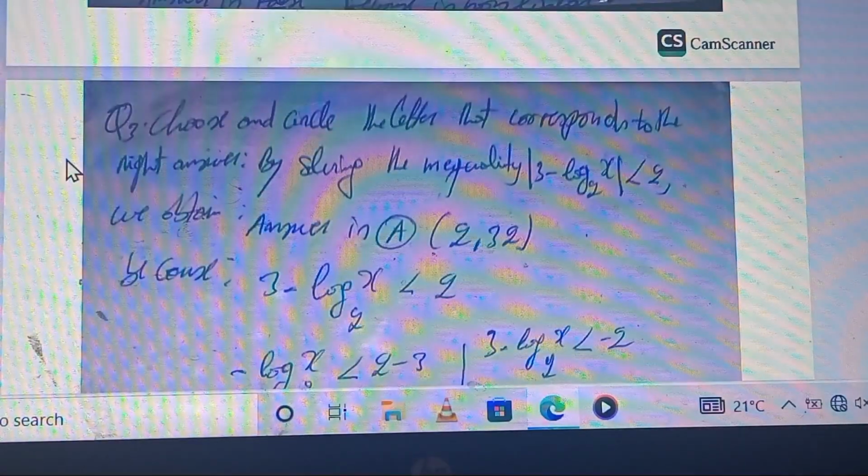Question number 3. Choose and circle the letter corresponding to the right answer by solving the inequality. We have the absolute value of 3 minus the logarithm of x on the base 2 less than 2. Then the correct answer here is A, 2 and 32.